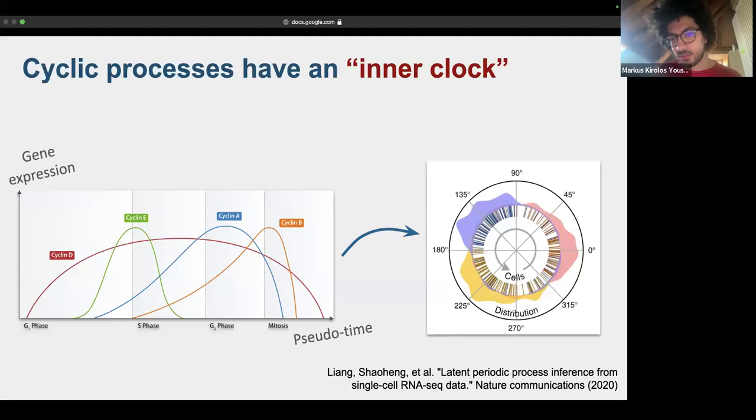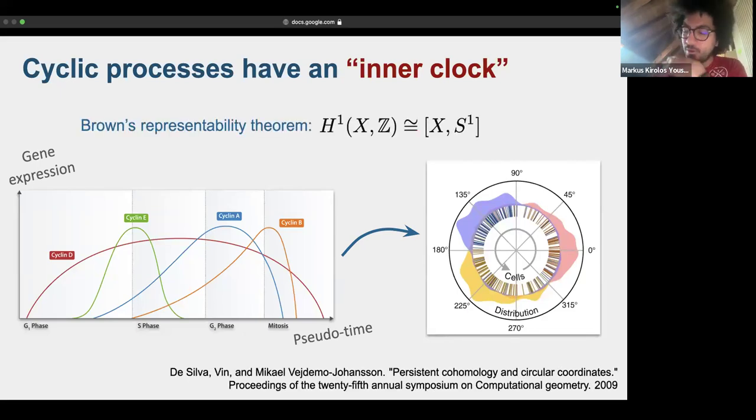So what's cool about cyclic processes in general is that they come with an intrinsic time that is often called pseudotime. Think of it really as a map from your space into S1, the one-dimensional circle, right? And here, this pseudotime is quasi-given by these different phases, and we just map all the cells onto this circle.